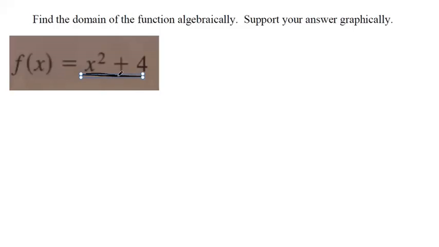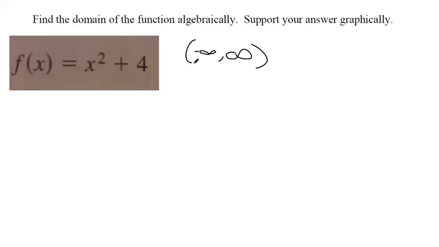So with this function, there's no chance of dividing by zero. You can plug in x equals 1, you can plug in x equals 100, you're never going to divide by zero. And there's no chance of a square root of a negative, so there's no square root. So for this one, the domain we say with interval notation is negative infinity to positive infinity. And that's it. That's the domain.